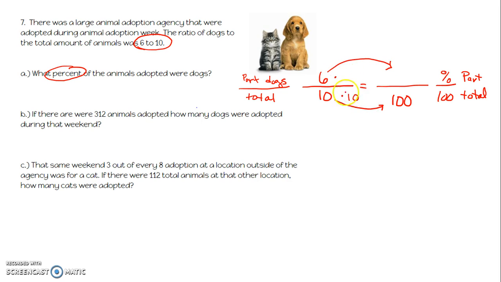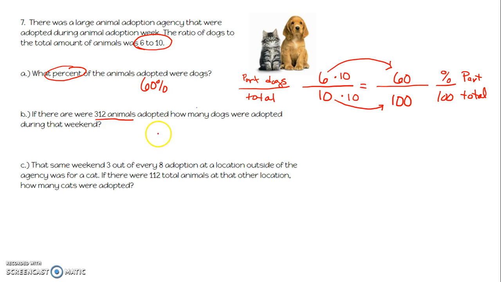What do you have to do if you're multiplying the denominator by 10? You multiply the numerator by 10. 6 times 10 is 60. So 60% of the animals adopted were dogs. If 60 out of 100 animals adopted were dogs, that's 60%. If there were 312 animals adopted, how many dogs were adopted during that weekend?